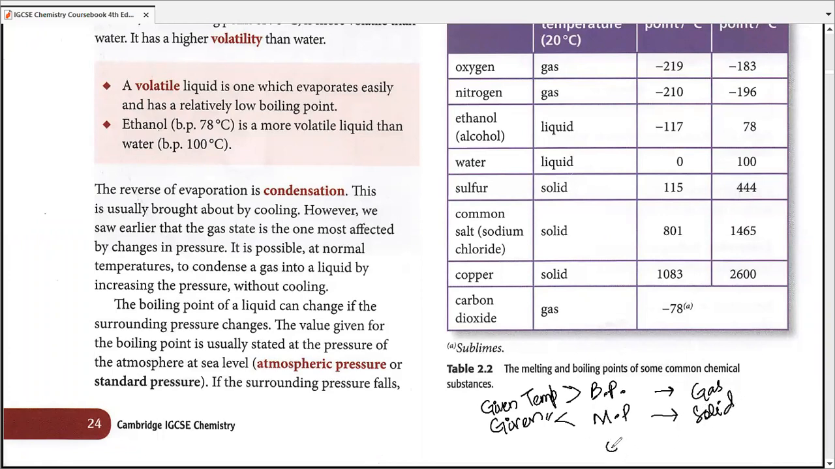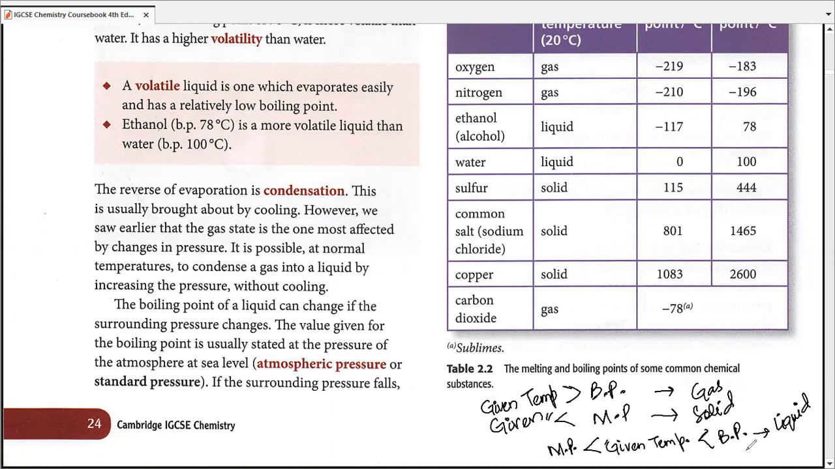And if the given temperature is smaller than the boiling point, but is greater than the melting point, then this is a liquid. That's how you're going to know whether any specific substance would be a liquid, a gas, or a solid at any given or any specific temperatures.